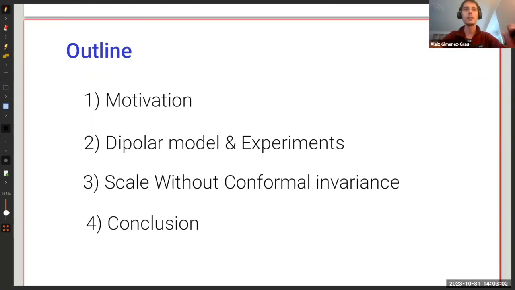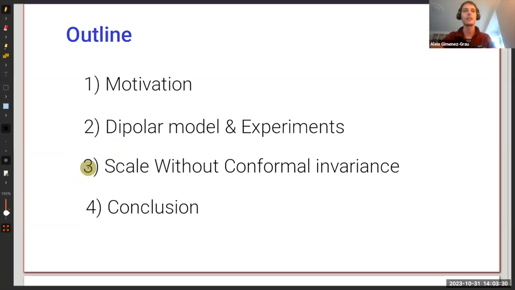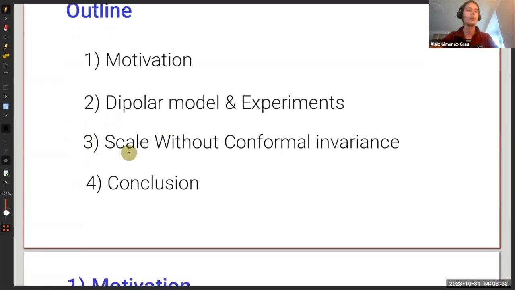So let me briefly summarize the outline. I will start with some motivation, and then the talk is going to be divided in two main points. The first one, section number 2, is going to be about the dipolar model and some experiments. So this part is, let's say, a bit more physical. And then there's going to be another section which discusses the issue of scale without conformal invariance. So this one is maybe a bit more formal. And I'm happy to skip one section, or parts of some other section. So let's see how it goes. But let me know how I'm doing with time.